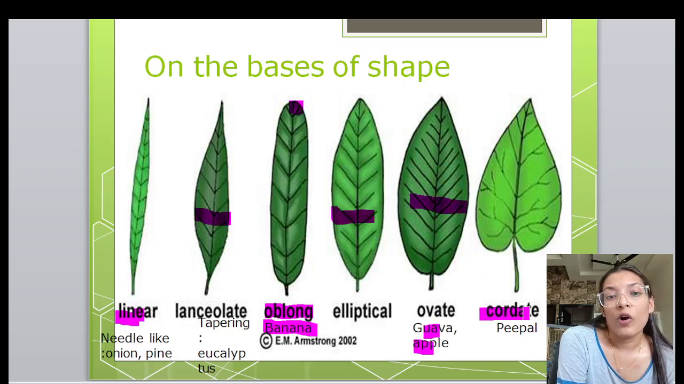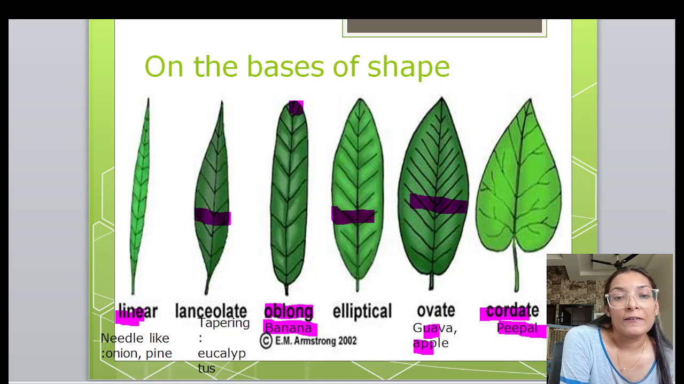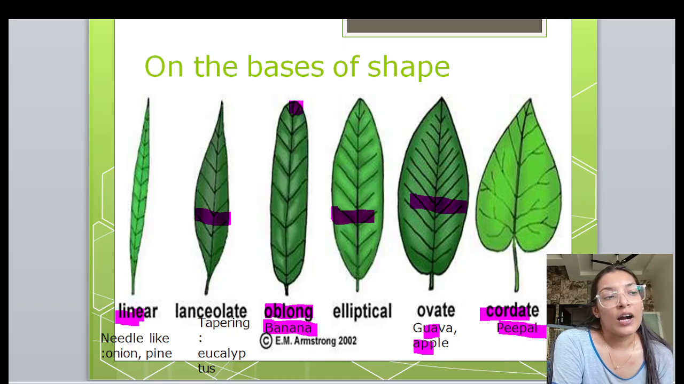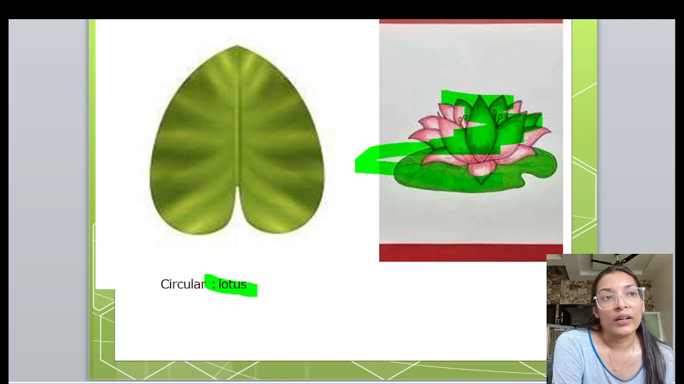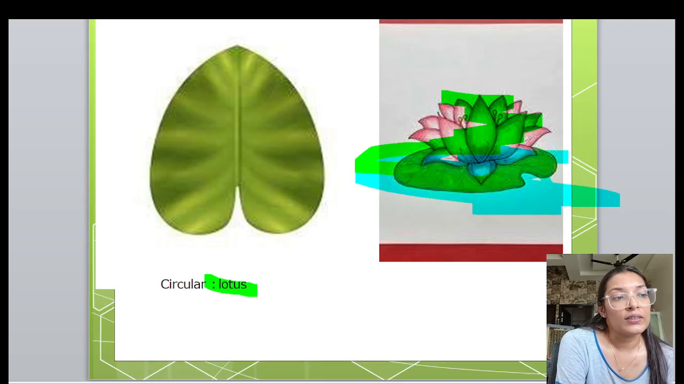and then you have the cordate leaf. Cordate means heart shaped leaf. When you observe a peepal tree leaf, you can observe that it is heart shaped. All right, then you have a circular leaf which is generally seen in case of lotus. In lotus, when you draw a diagram, since childhood you have been drawing the diagram of lotus, you can observe that you're always drawing a circular leaf, because the leaf of the lotus is more or less circular in shape.